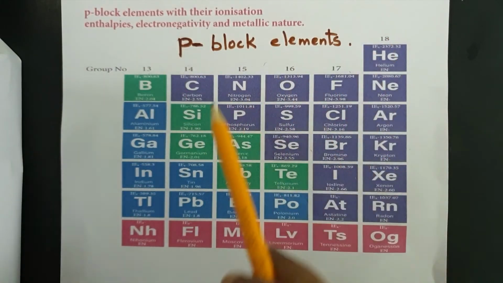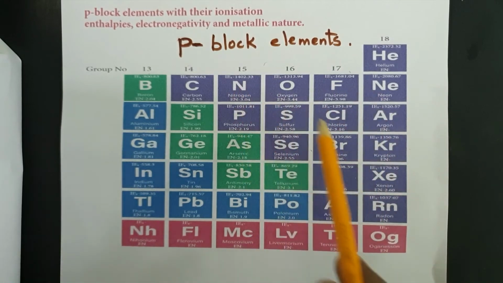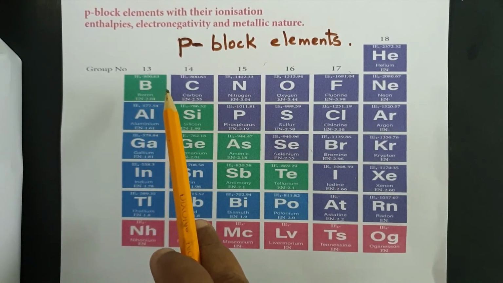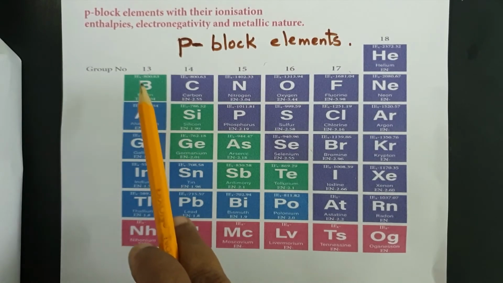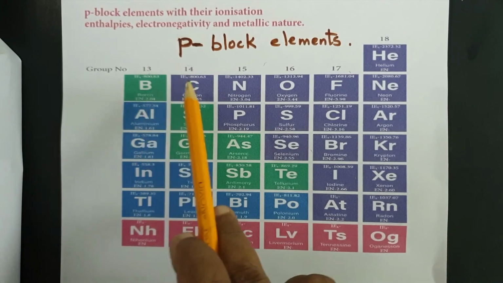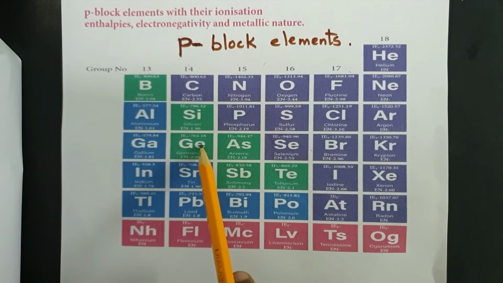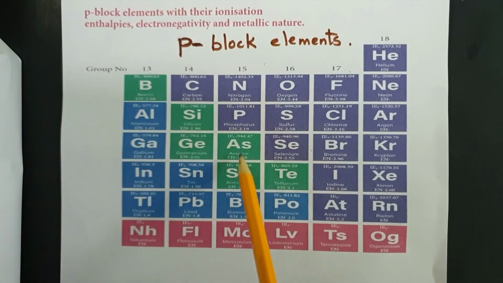In the p block, the elements present in the lower part are metals, while in the upper right part they are all non-metals. The elements of group 13 have metallic character except the first element, boron, which is a metalloid. It has properties intermediate between those of metals and non-metals. In group 14, you have silicon and germanium having properties in between those of metals and non-metals. Similarly, all these are called metalloids.